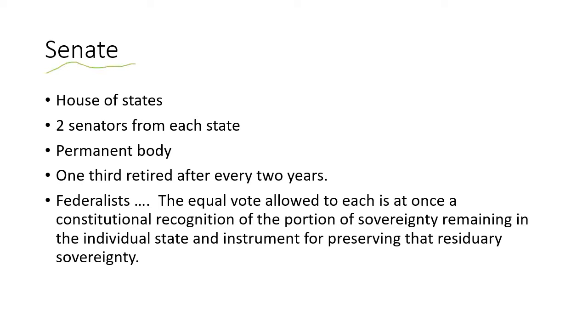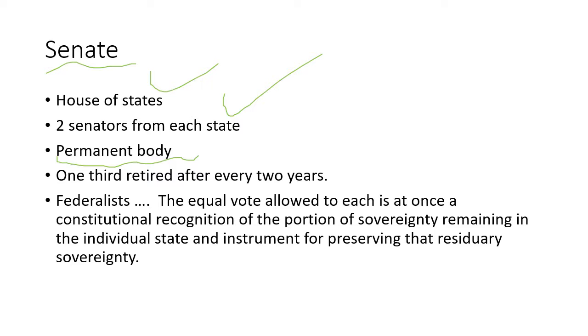The Senate is the upper house of the American Congress, and it's the House of States. It is called the House of States because all states have equal representation in it, and no state can be deprived of its representation in the Senate. All states send two senators to the Senate, and it's a permanent body. It's a permanent body because the entire Senate can never be vacant at any time.